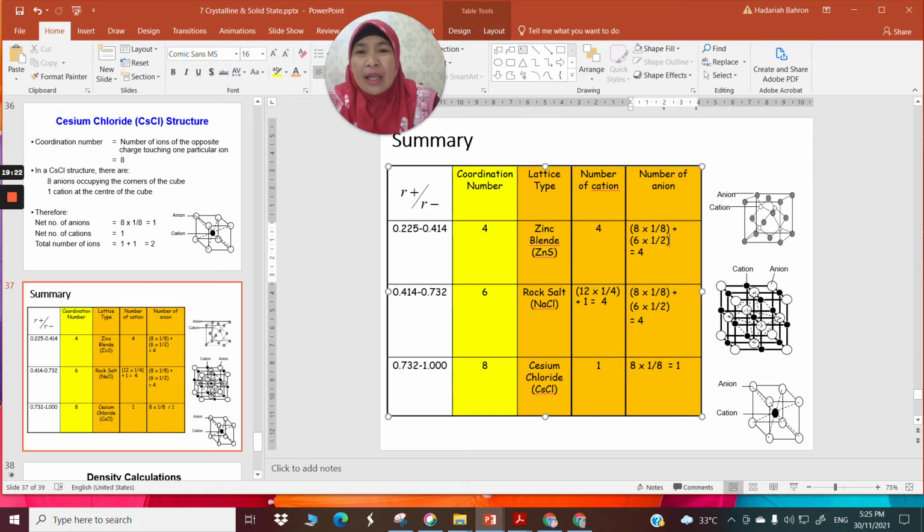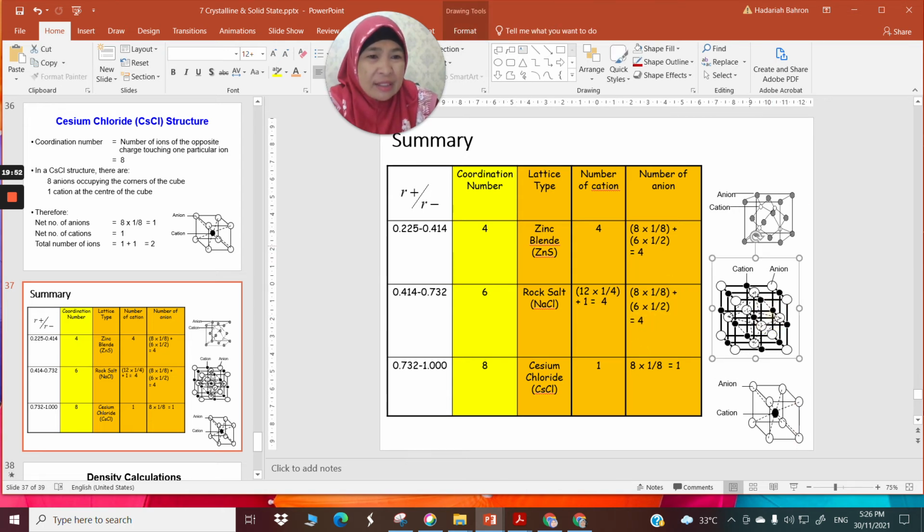When the cation is still smaller than your anion, but not too much smaller, with the ratio between 0.414 and 0.732, the coordination number of each of those ions will be 6, and it's going to assume the rock salt or sodium chloride structure. The number of cations is 4, counted in that way, and the number of anions is another 4, counted in the other way. And this is the structure. That's your zinc blende. This is your rock salt structure.